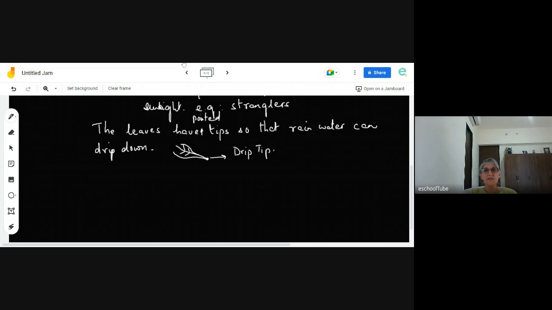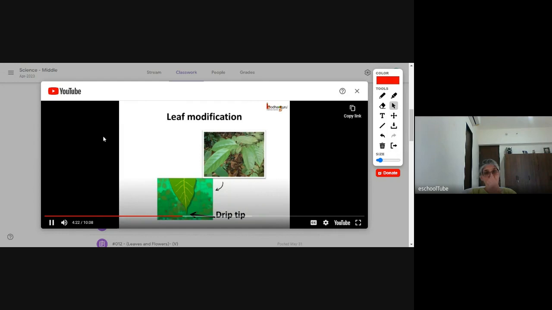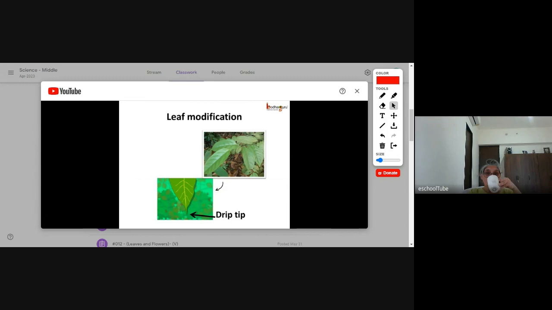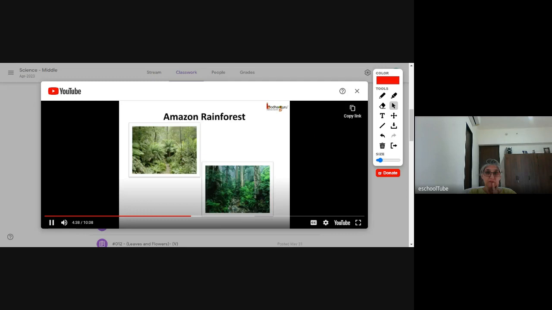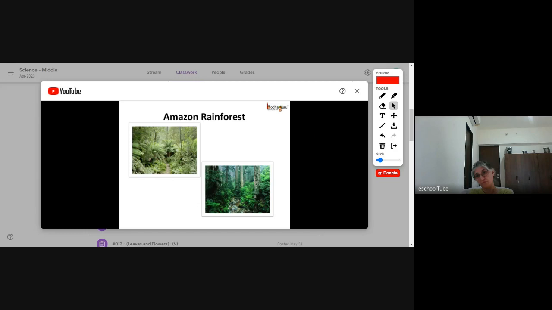Leaves of the rainforest trees have a special pointed tip. This is because the rainwater runs down the leaf easily. This tip is called the drip tip and it prevents the leaves from rotting. You know, the world's largest tropical rainforest is the Amazon rainforest, found in the heart of South America.